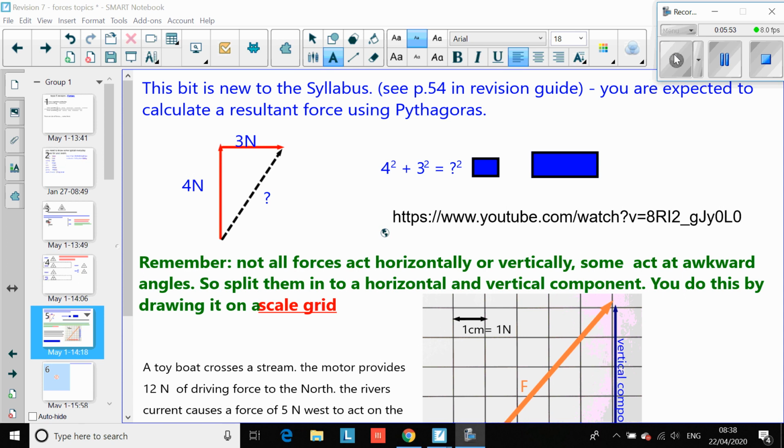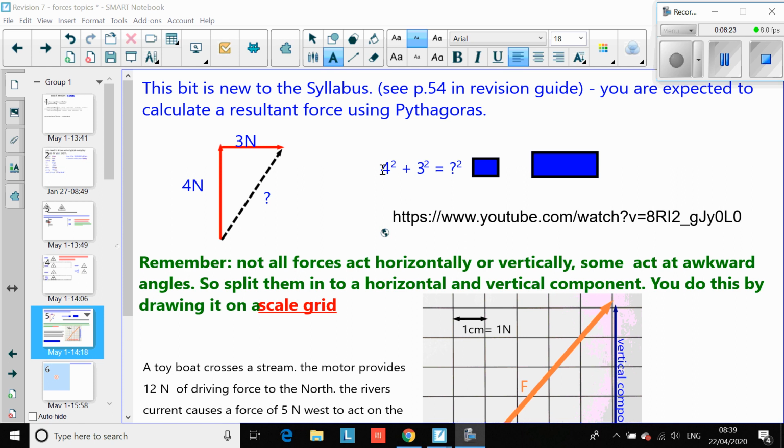Okay, so this is on page 54 in your revision guide, and you're expected to calculate a resultant force using Pythagoras. Now, we spent a bit of time on this, so just a quick reminder. If we want to know the resultant force pulling in this direction here, we need to know both the vertical component and the horizontal component of that force. So it's pulling with a force of 4 newtons in that direction and 3 in that direction. So we use Pythagoras to work out the resultant force.